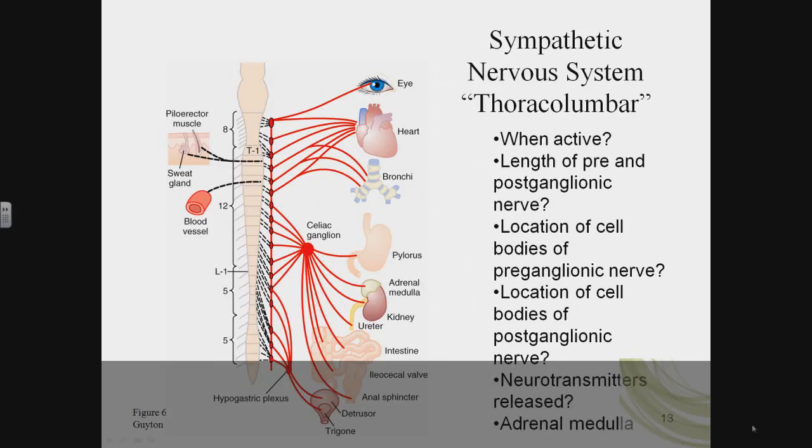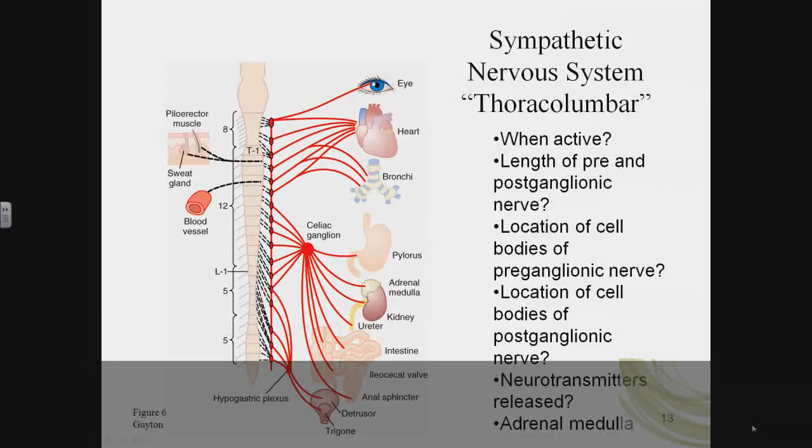What neurotransmitters are released? Well, typically, as we learned, the first one always releases acetylcholine, and the second postganglionic neuron in most places of the body for the sympathetic division will release norepinephrine/epinephrine. Norepinephrine is primarily used as a neurotransmitter, but not exclusively. Epinephrine can be considered a neurotransmitter too. Epinephrine is primarily used as a hormone, but not exclusively.